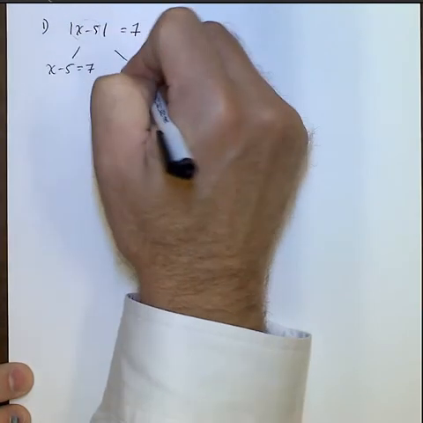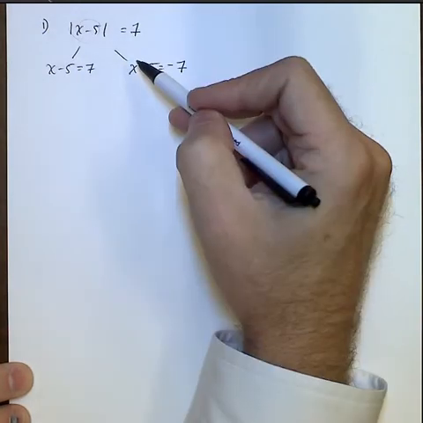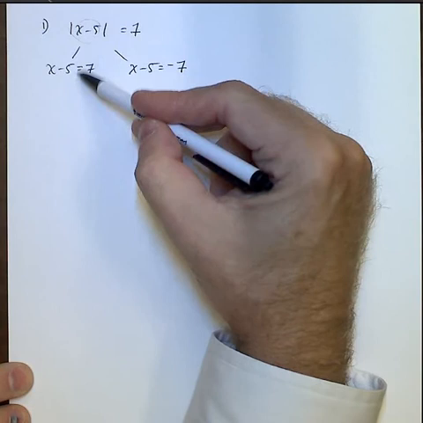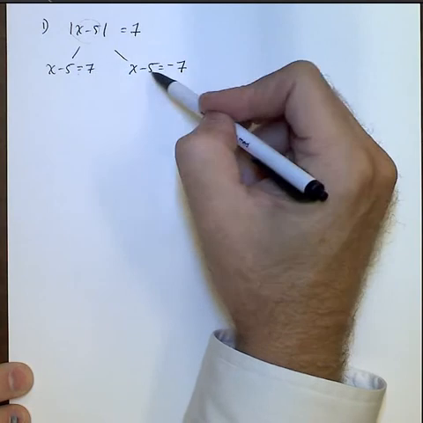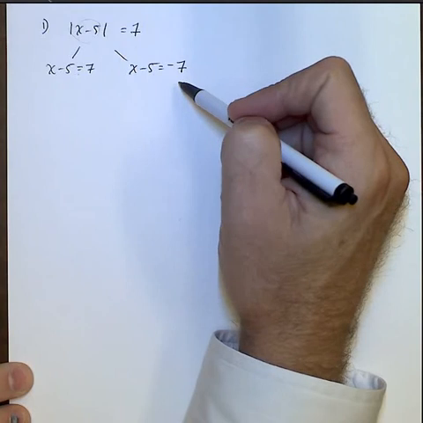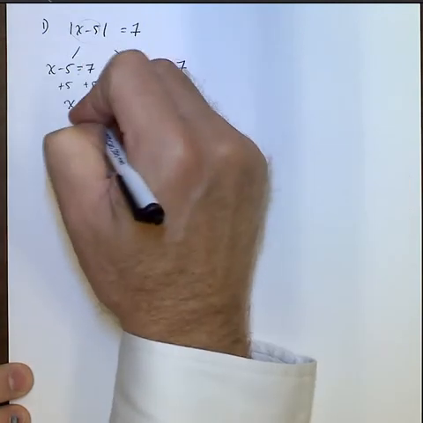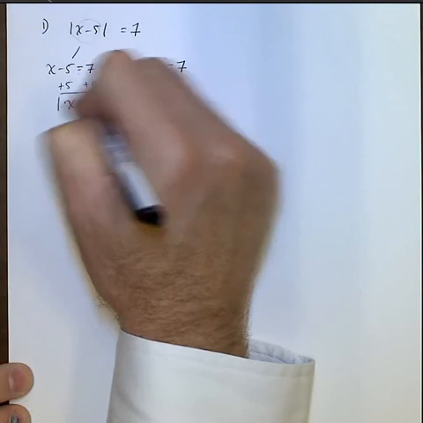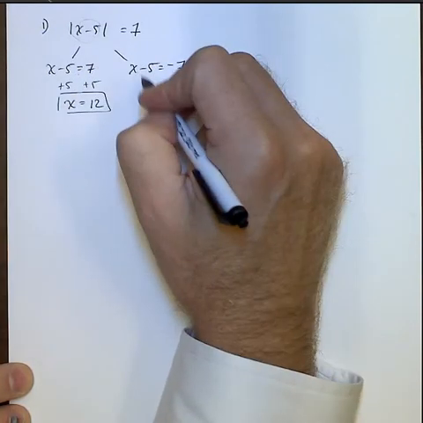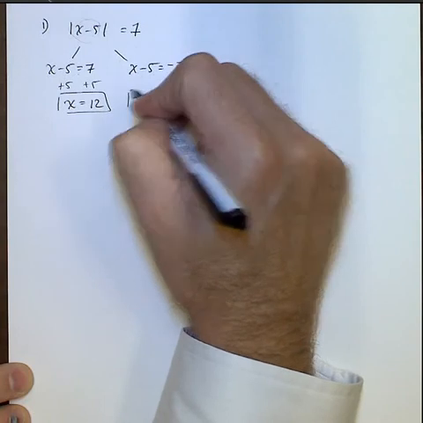And so what we do with absolute value equalities is you turn it into two problems. The first problem is as written. The second problem is where you change the sign from a positive 7, in this case, to a negative 7. And then we just solve those using our normal algebra. We add 5 to both sides and we get x equals 12. And then we do plus 5 and we get x equals negative 2. And we have two answers.